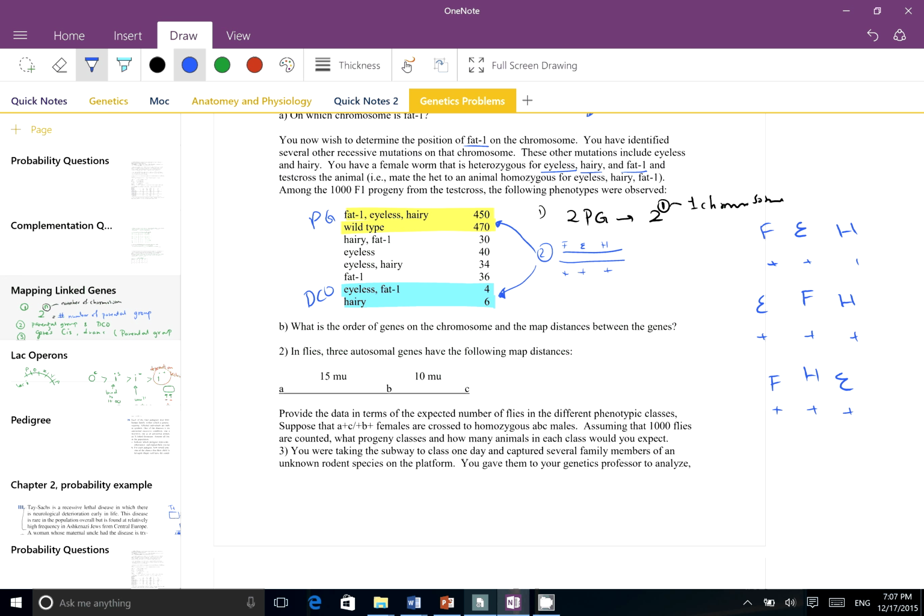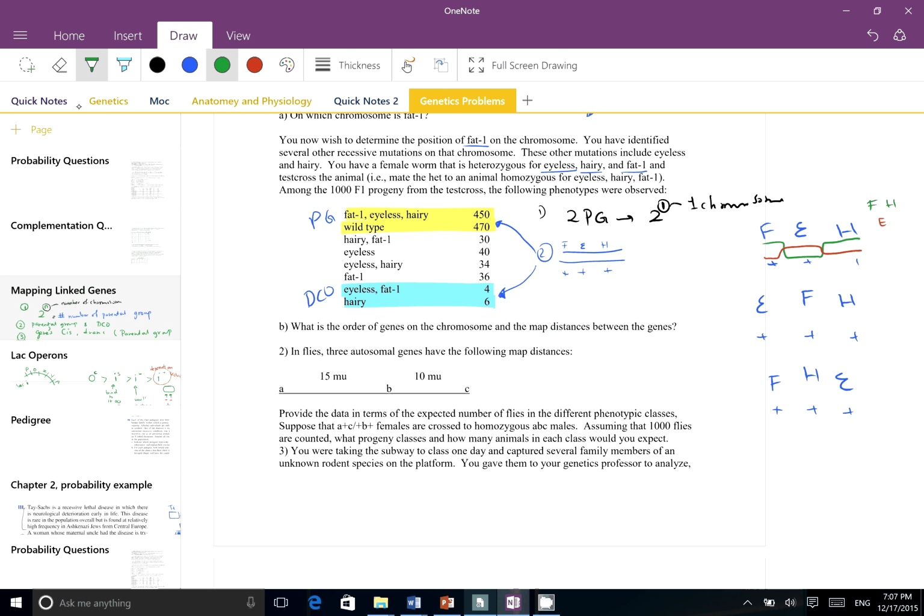And then I perform a double crossover. So I have F crossing over going with the positive, wild type trait, and then H. Okay, so this will give me FH. And then here I have my wild type crossing over, I get E, and then wild type again, so it gives me E. So let me look at the double crossover that I have. Here it says eyeless and fat. That's not what I have. And then hairy is on its own. No, that's not the answer.